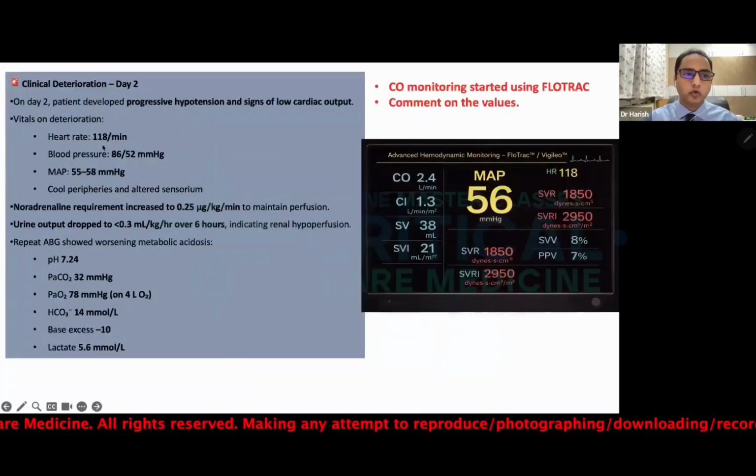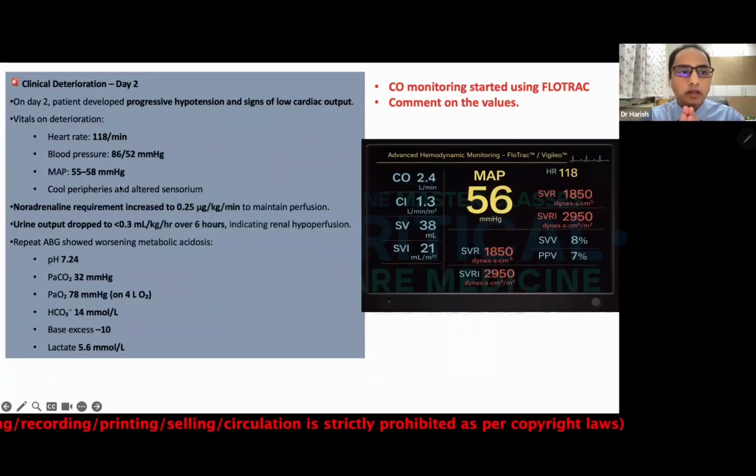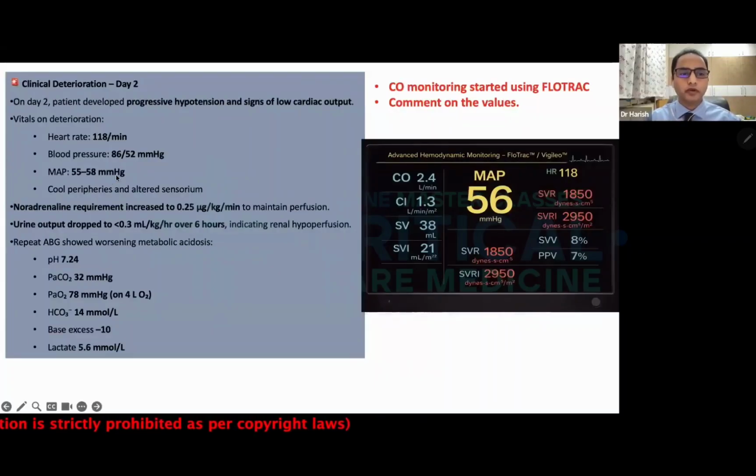So day 2, there is a clinical deterioration. The patient developed progressive hypotension. There are signs of low cardiac output. His vitals deteriorated. Heart rate is 118, blood pressure is 86 by 52, MAP is 55 to 58.